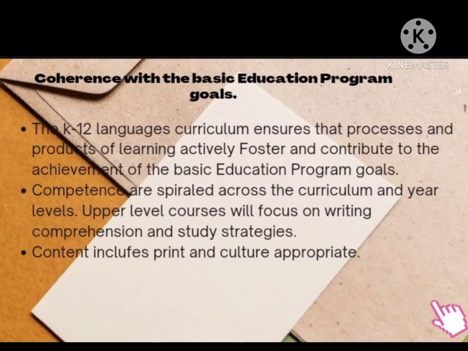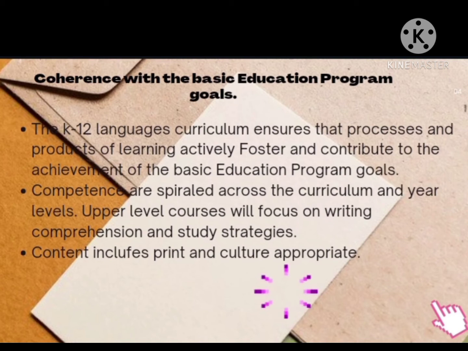Coherence with the basic education program goals. The K-12 language curriculum ensures that processes and products of learning actively foster and contribute to the achievement of the basic education program goals. Competencies are spiraled across the curriculum and year levels. Upper level courses will focus on writing, comprehension, and study strategies. Content includes print and culture appropriate.